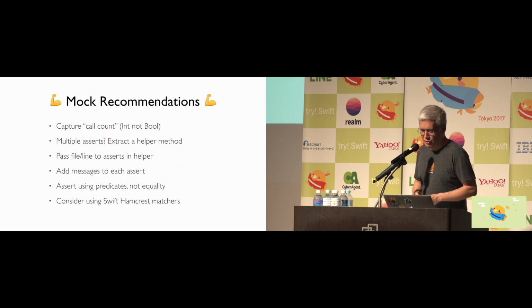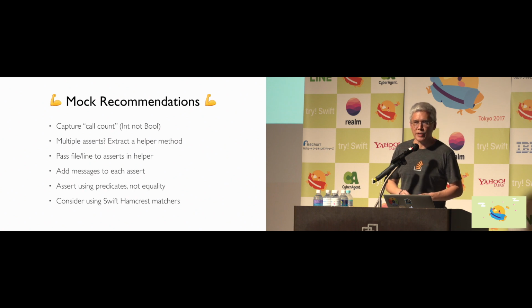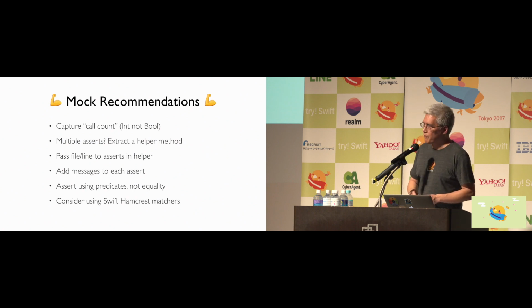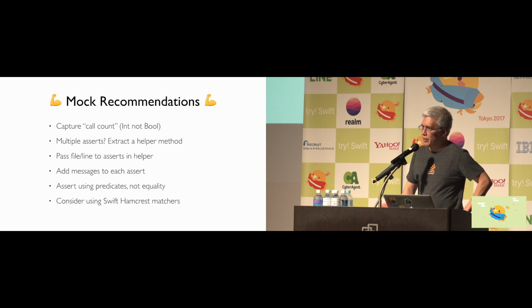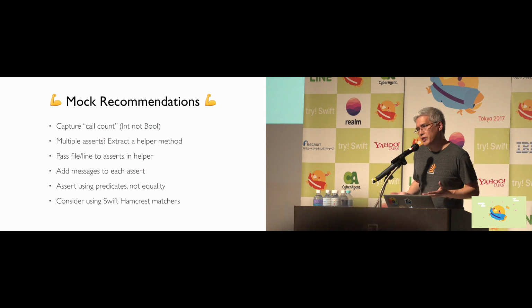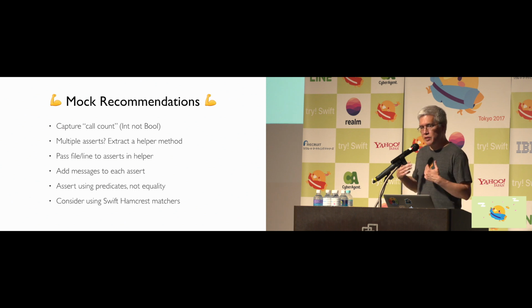Here are my recommendations for creating more powerful mock objects in Swift. First, don't use a Boolean to record whether a method was called. Instead, use an integer to capture the call count. When you see multiple asserts against a mock, try extracting a helper method. Add file name and line number to that helper method and pass those to the asserts. Add messages to each assert so we can tell them apart.